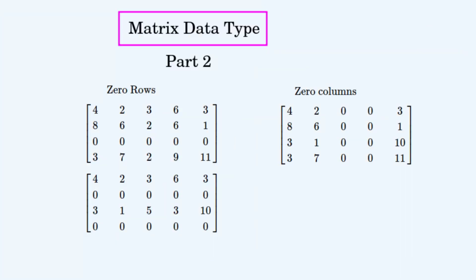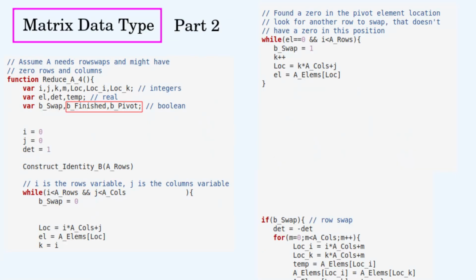So now to alter the reduce function again, so as to be able to reduce matrices that have 0 rows and 0 columns. They won't reduce down to identity matrices, and so they'll have 0 determinants, and the previous loop structures won't work for these matrices. So now we have to make this matrix reducing function able to handle matrices with 0 rows and 0 columns.